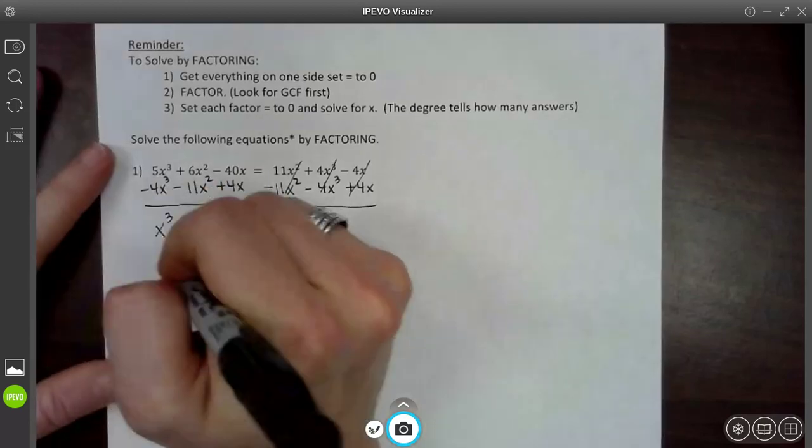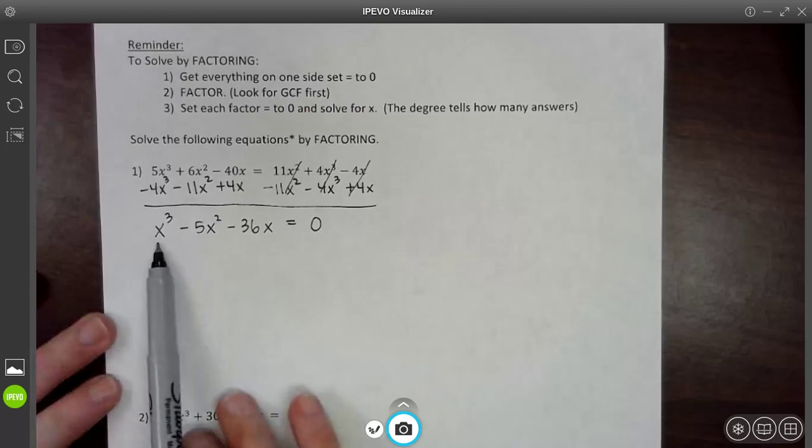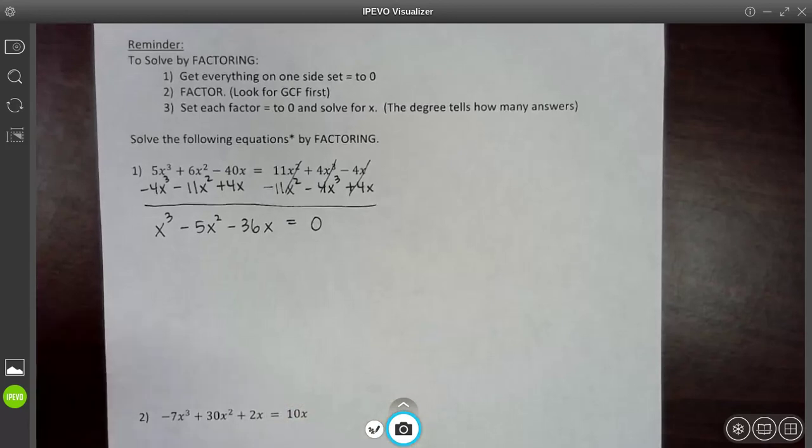So we can't just go right to our parentheses and start making everything do its job, because that's not how we factor degree 3s. So my advice to you is, if it's a higher degree than a quadratic, then you should definitely be looking for some kind of greatest common factor. All right, what does an x cubed, a 5x squared, and a 36x have in common? They don't have a number in common, but they all have an x.